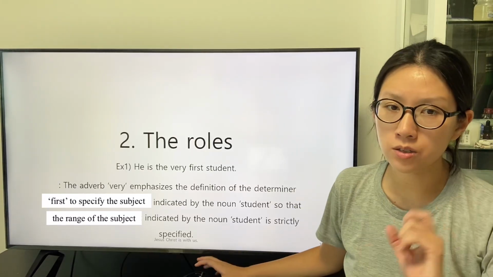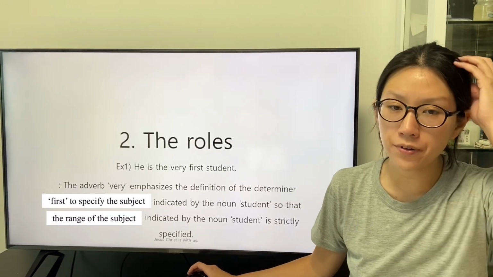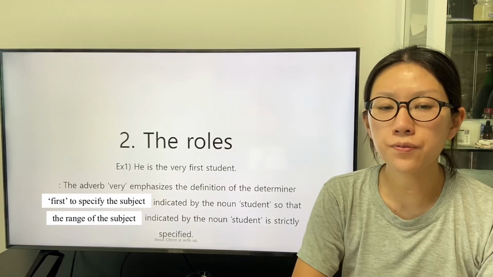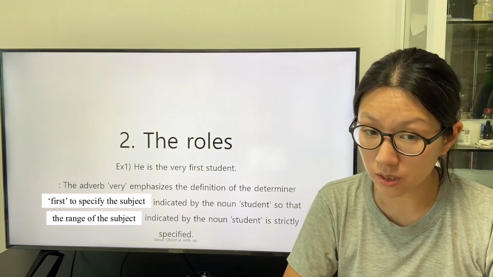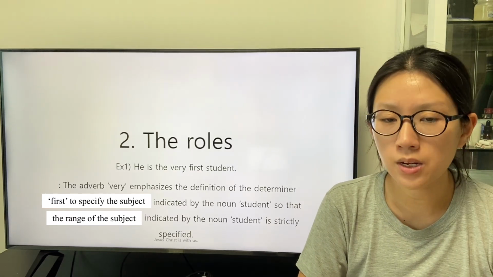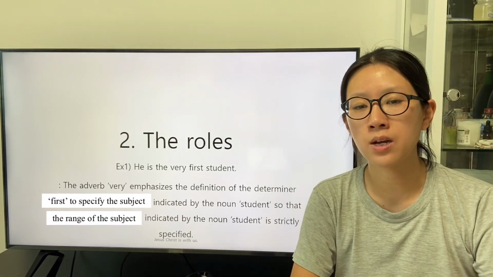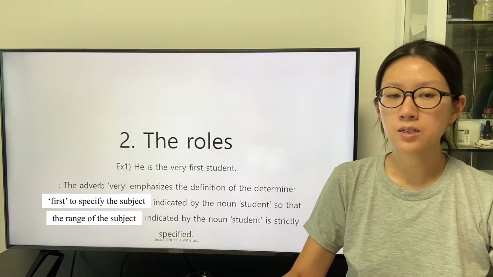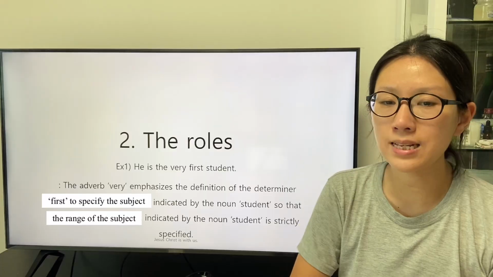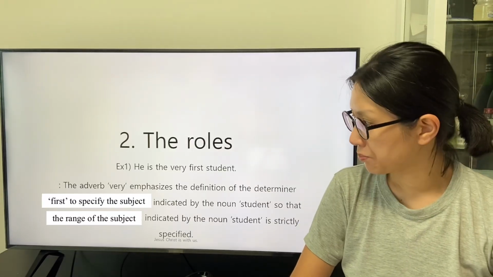There is a class. He's the very first student. The adverb very emphasizes the definition of the determiner first to specify the subject indicated by the noun student, so that the range of the subject indicated by the noun student is strictly specified.